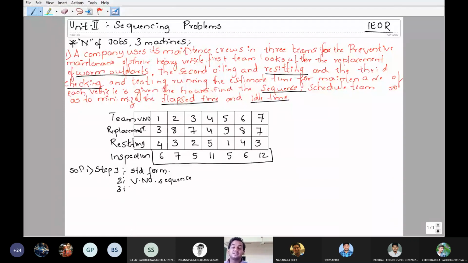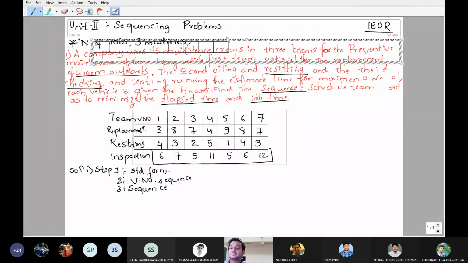And the third step, what we need to do, we have to find the sequence. Guys, please listen here. This is more important when you are going to solve the problem. So here we need to find the sequence. In the last problem, we took it directly and wrote it here.